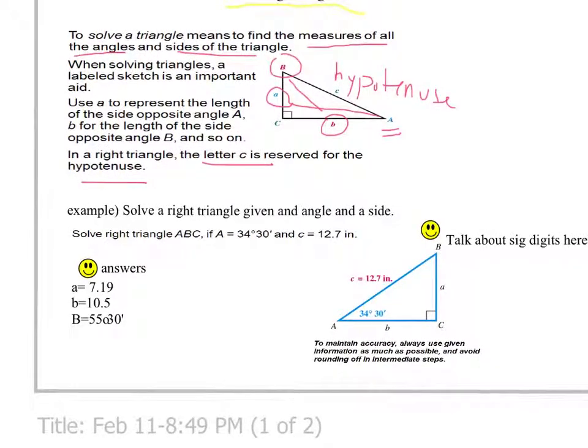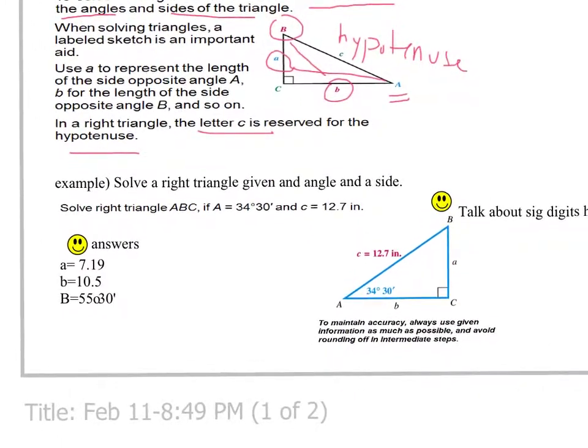All right, so let's try an example together. We're going to solve a right triangle given an angle and a side. So when they tell us that A is 34 degrees and 30 minutes, and little c is 12.7, notice little c gets reserved for the hypotenuse of the triangle. Okay? And big A is this angle right here, 34 degrees and 30 minutes. And you say to yourself, how can I get the rest of the triangle? Well, like I said, I put the answers over here. Don't worry about that. Let's just practice figuring it out. Let's also talk about the significant digits here. So you're looking at 3 sig figs.